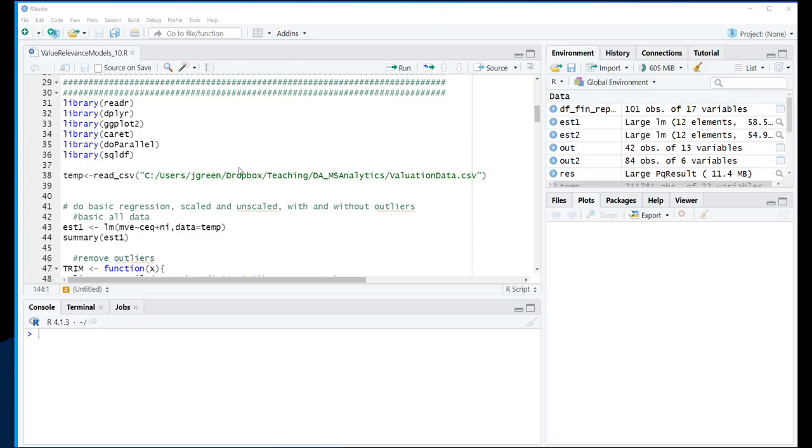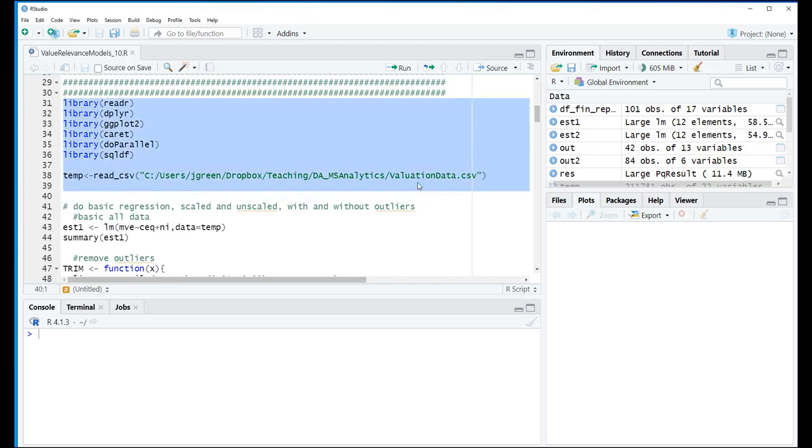I'm going to walk you through what we usually refer to as value relevance models. The data will be similar to what we've seen before, but it's a new data set, and the models and functions and packages that we're going to use we've seen before. So there won't be a lot of new material, but I am going to use a few things in different ways that we'll go through.